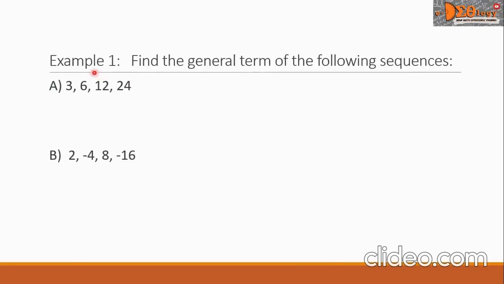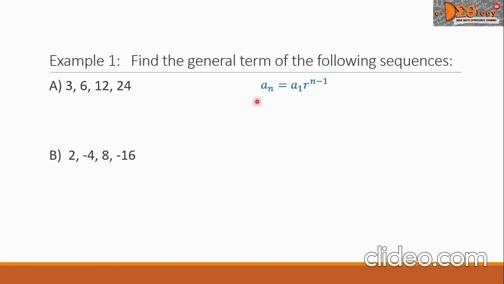Let us have example 1. Find the general term of the following sequences. We have problems A and B. Let's begin with problem A. We have the first term 3, second term is 6, third term is 12, fourth term is 24.